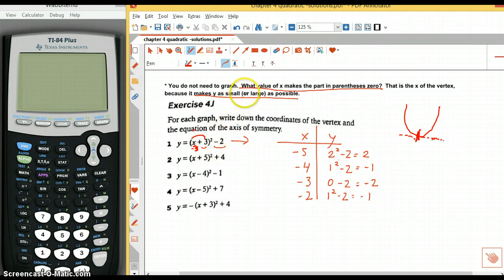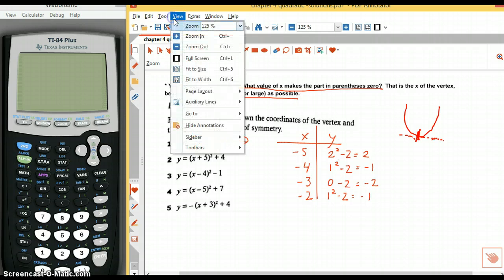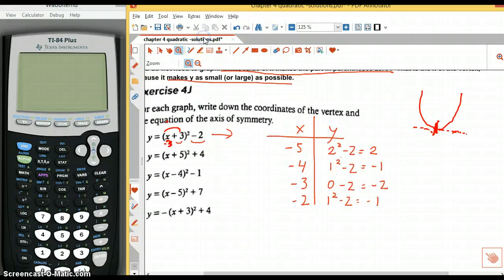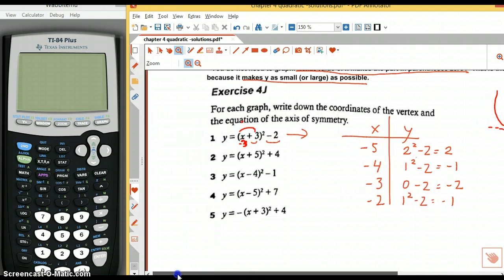I'm going to zoom in a lot here because in my last video I noticed that it was not so easy to see. Can I zoom in more than that? Yes, I can. Okay, now I think maybe you can see it better.